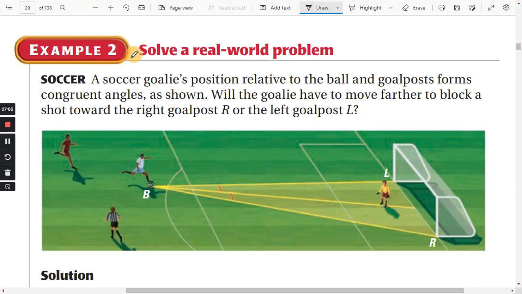All right, example 2: a soccer goalie's position relative to the ball and goalpost form congruent angles as shown. Will the goalie have to move farther to block a shot to the right goalpost or the left goalpost? All right, let's see the diagram.